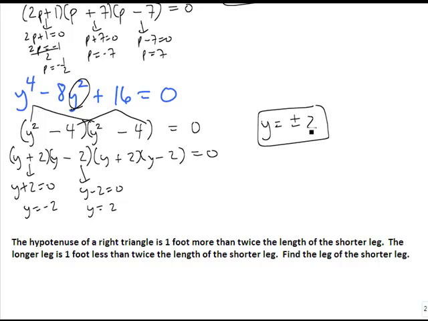Now we only got 2 solutions, even though this was a 4th degree polynomial, but that's because these were what we call repeated values. They were repeated roots, so we had these solutions occurring twice.